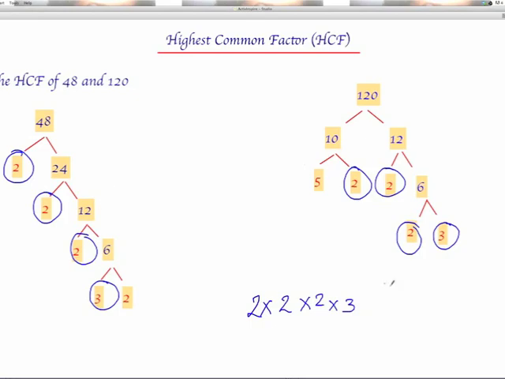So now if I just work this out, 2 times 2 times 2 is 8, times by 3, and that gives me 24. So my highest common factor of 48 and 120 is 24.